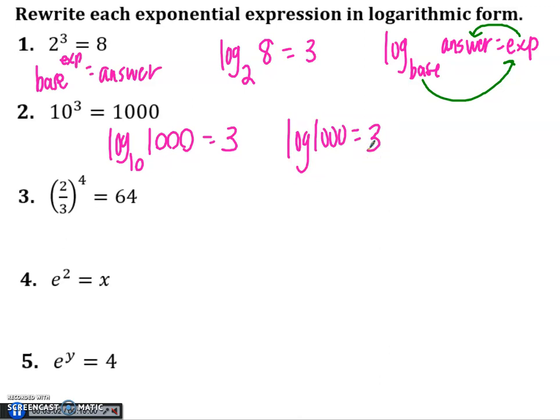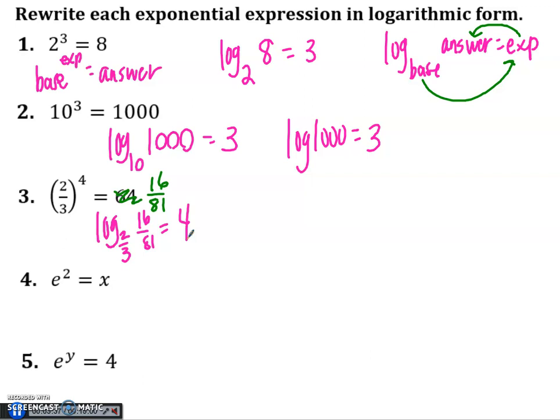Okay, same here. We are going to go, this one is actually not 2 to the third, or 2/3 to the fourth. I think I need to change this. I don't know why it says 64. It's actually 16 over 81. Okay, whoops. Here we go. So we're going to go log. My base is 2/3 of 16 over 81 is equal to my exponent, which is 4.